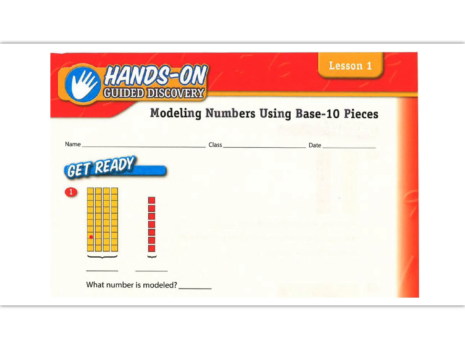So when we look at this, here are our base 10 pieces. Remember, this is a tens rod. So this represents 10. So we have 10, 20, 30, 40. So we would write 40 right here. And then these pieces are ones. So we have 1, 2, 3, 4, 5, 6, 7. So what number is modeled? We have 40 plus 7. So this is 47.